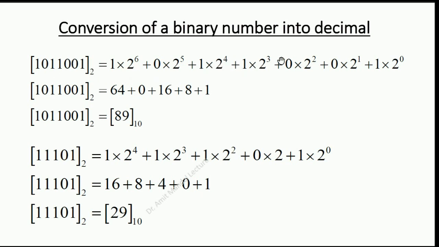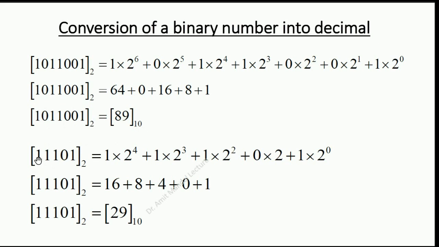Then this 1 into 2 to the power 3, plus 0 into 2 to the power 2, then 0 into 2 to the power 1, and at last 1 into 2 to the power 0. Now 2 to the power 6 is how much? 64. 0 into this will be 0. 2 to the power 4 is 16. 2 to the power 3 is 8. This is 0, this is 0, and this is 1. So in case you are adding all these numbers, you will get 89. So the corresponding decimal representation of this binary number is 89 base 10.